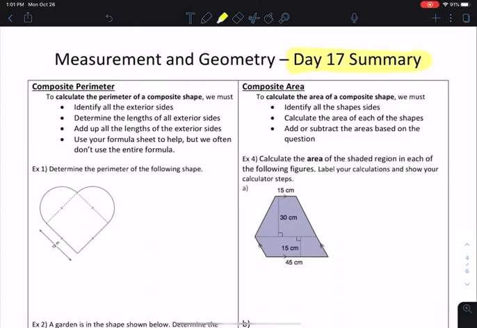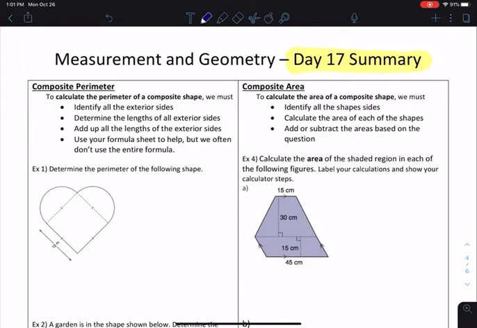So we're looking at day 17 summary. On day 17, we're looking at composite perimeter, so perimeter of composite shapes, and the area of composite figures.